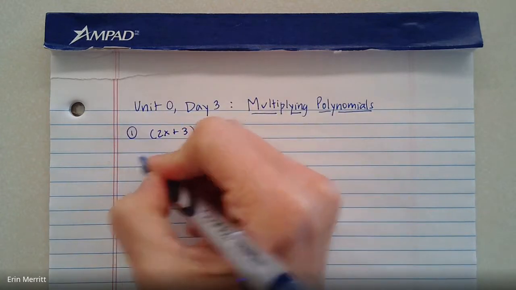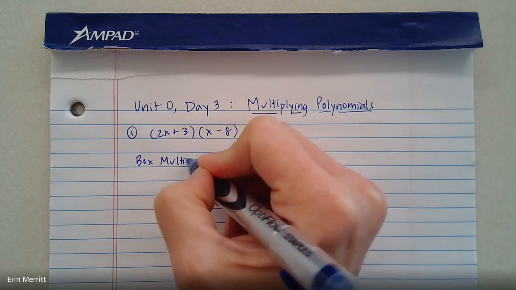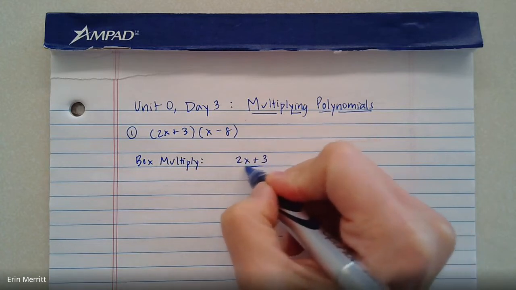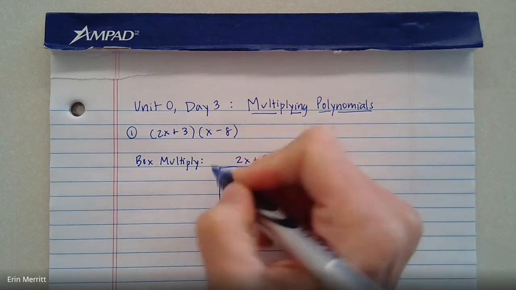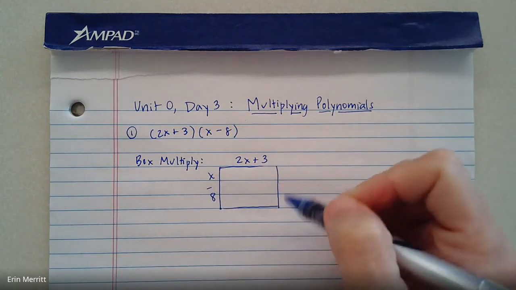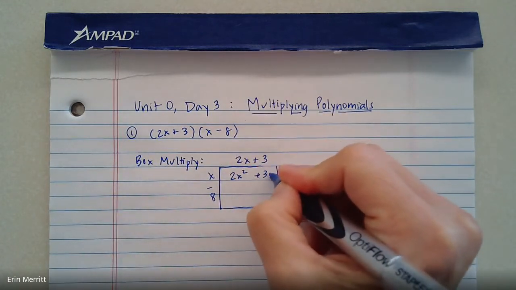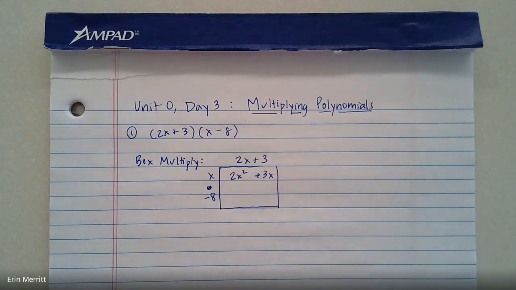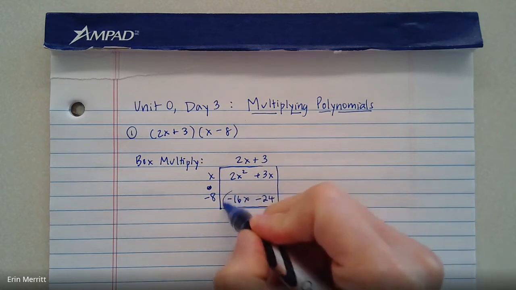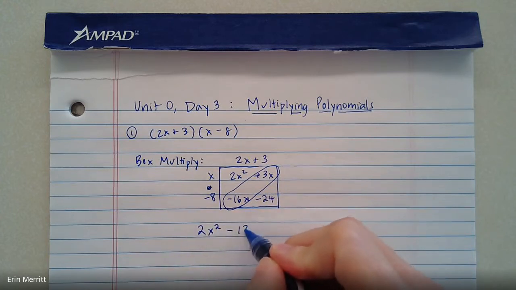All right, one method is to use box multiplication. And so in that case, we can put 2x plus 3 up top, and maybe x minus 8 down the side, however you want to show it. And then you're just multiplying all the way through. This should be stuff that seems pretty familiar to you. So like 2x squared and plus 3x. And really, I'll move that minus 8 down here so I don't lose it. A minus 16x and then minus 24. So that we can combine our like terms here and come all the way out with 2x squared minus 13x minus 24.